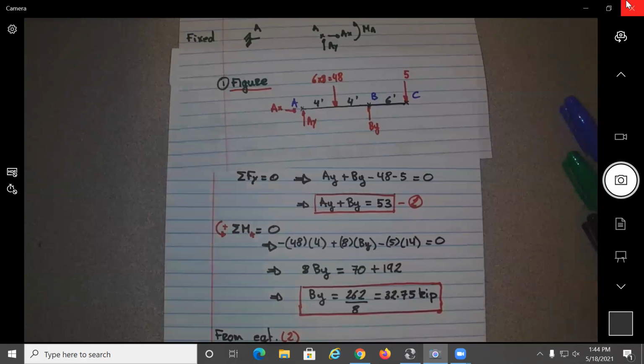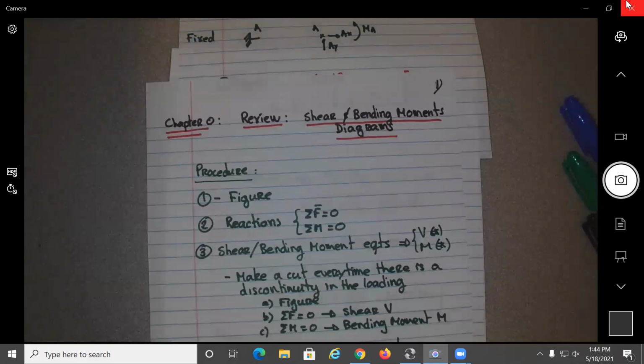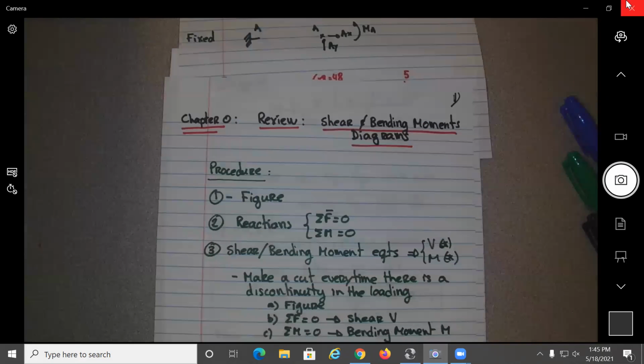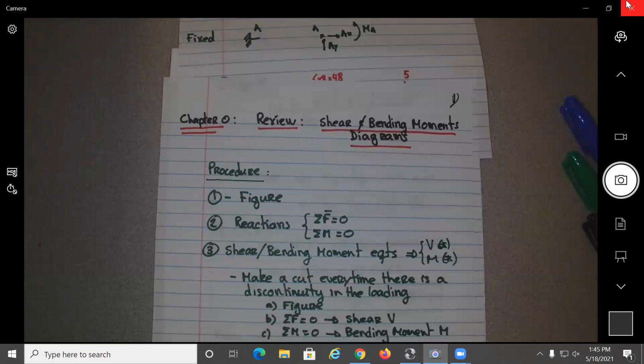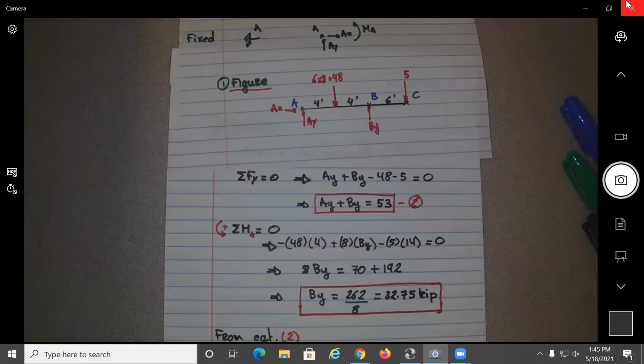Okay, so if we look at the procedure, we did the figure. We found the reactions. Now step 3 is to find the shear and bending moment equations. Okay? So step 3.